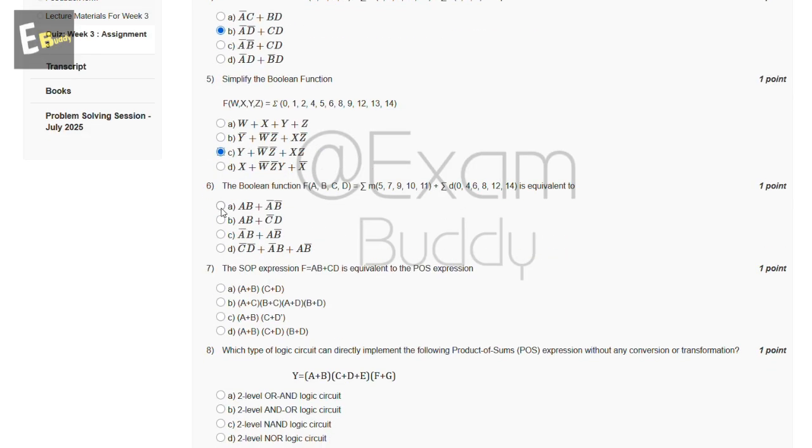Now the sixth question is the Boolean function f of a b c d, summation m 5 7 9 8 10 11 plus summation d 0 4 6 8 10 12 14, is equivalent to. So these are the options and the answer of the sixth question is D.